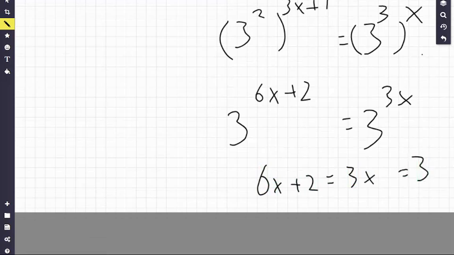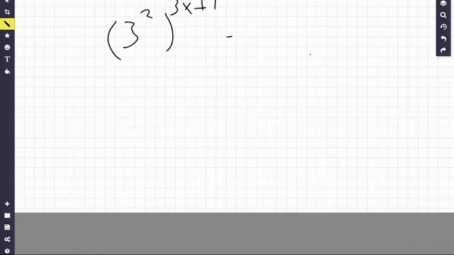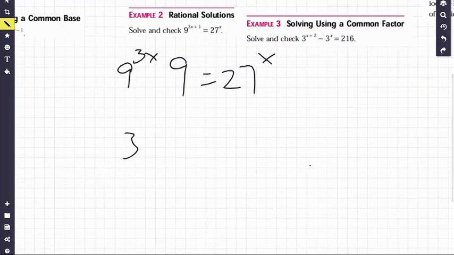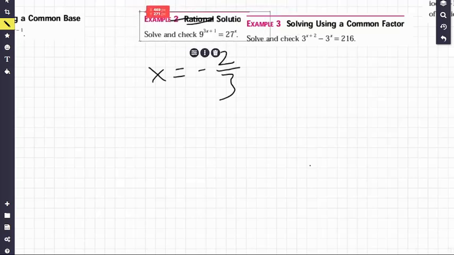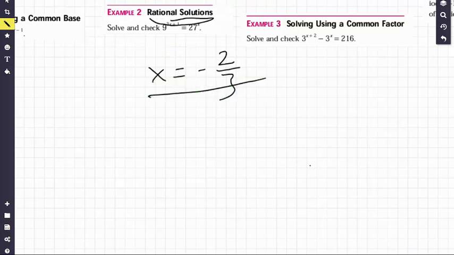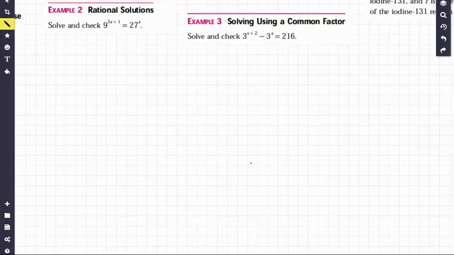3x equals negative 2. And finally, with all that done, we're going to get the answer of x is equal to negative 2 over 3. And that was our final answer. And then you can go and check that, but this is a rational solution simply because we have a fraction as our final exponent. And then we have solve using a common factor.